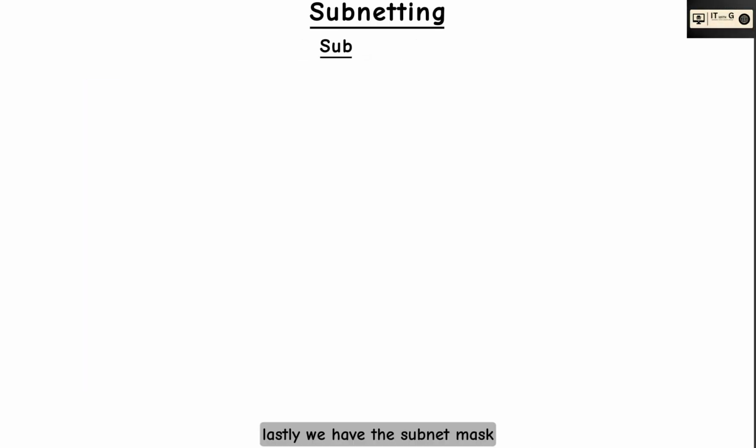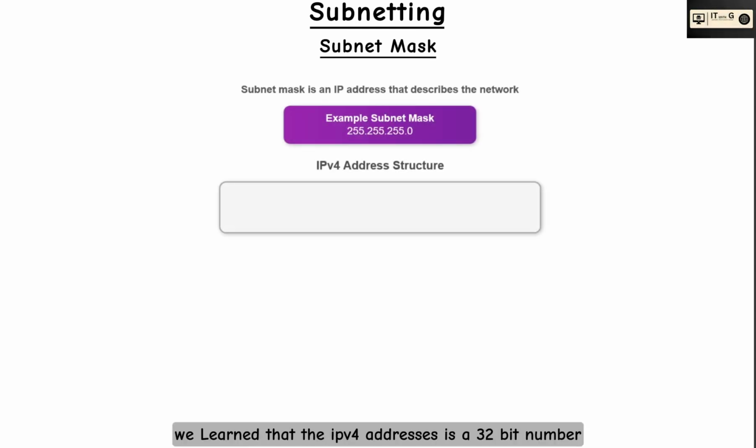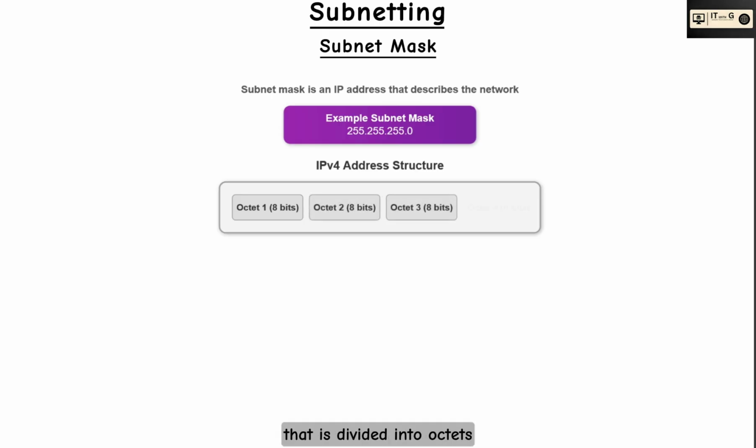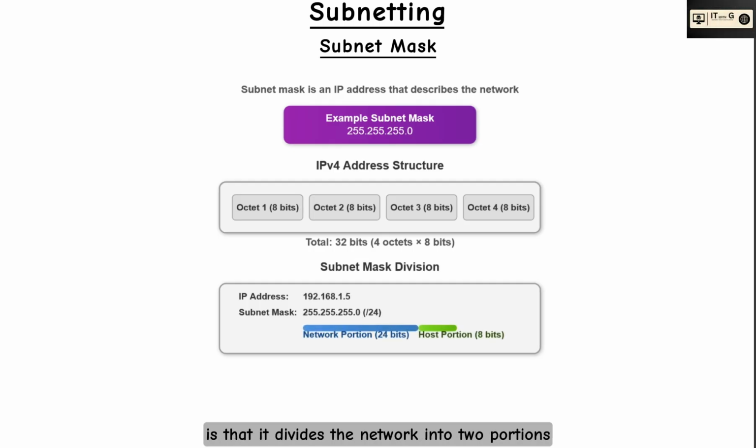Lastly, we have the subnet mask. The subnet mask is basically the IP address that describes the network. From our last video, we learned that an IPv4 address is a 32-bit number that is divided into octets, each made up of 8 bits. Now, without getting into so much calculation, the simplest way we can understand the subnet mask is that it divides the network into 2 portions, which is the network portion and the host portion.